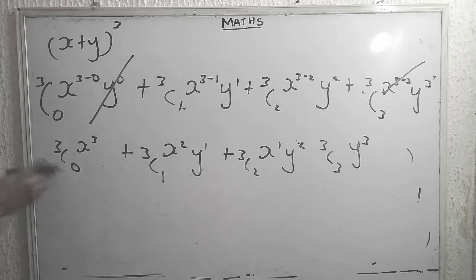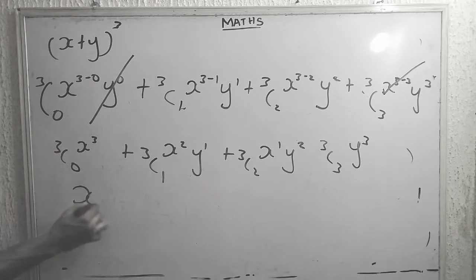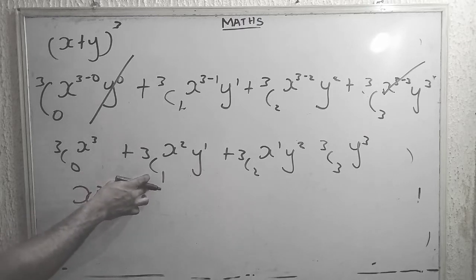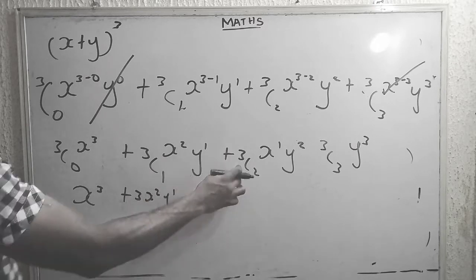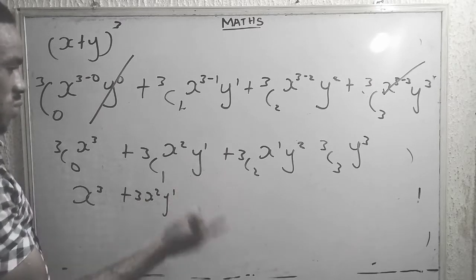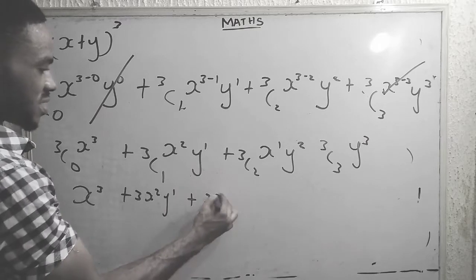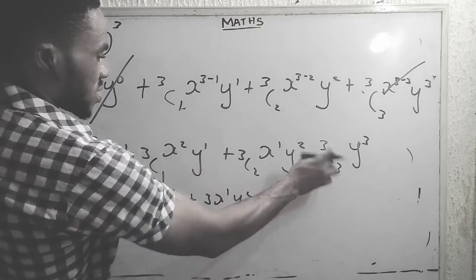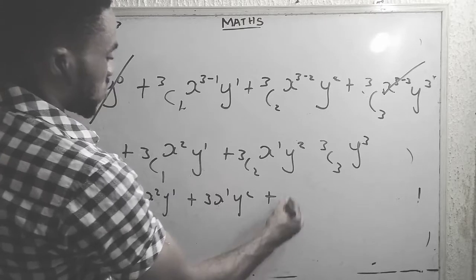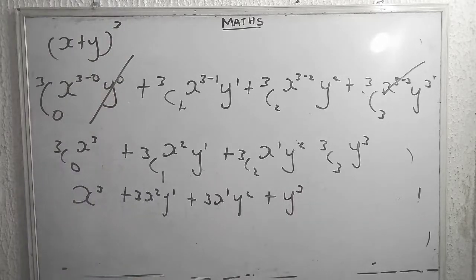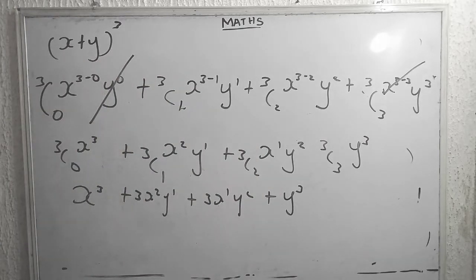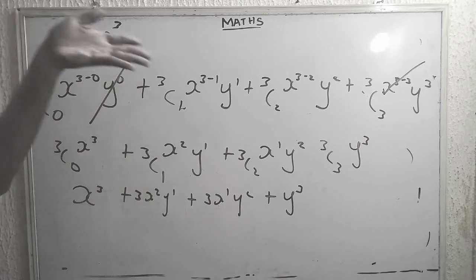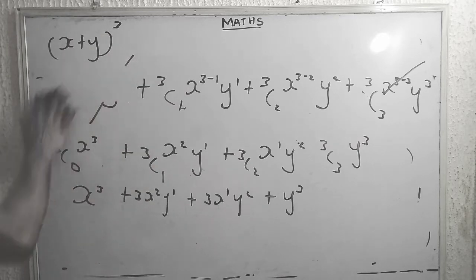Now simplifying that, 3 combination 0 is 1, I have x raised to power 3. 3 combination 1 is 3, I have x raised to power 2, y 1. 3 combination 2 is 3 as well, sorry, I have 3, x 1, y 2, plus 3 combination 3 will give me 1, I have y raised to power 3. If you take your time to expand that, you will notice that it is the same thing as when I use the Pascal triangle. But let us try to apply this one more than the previous one.